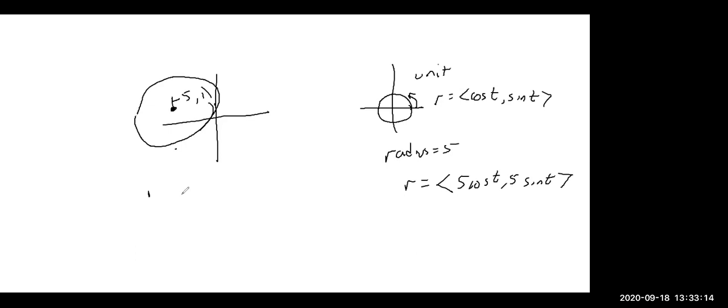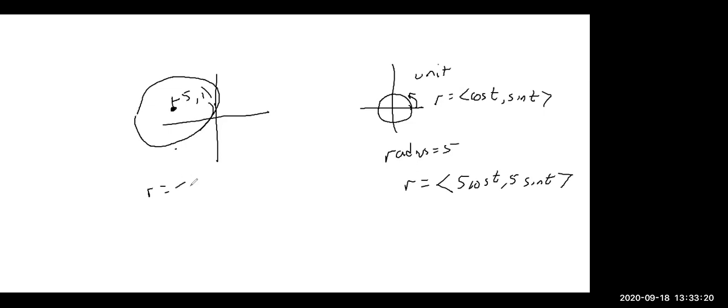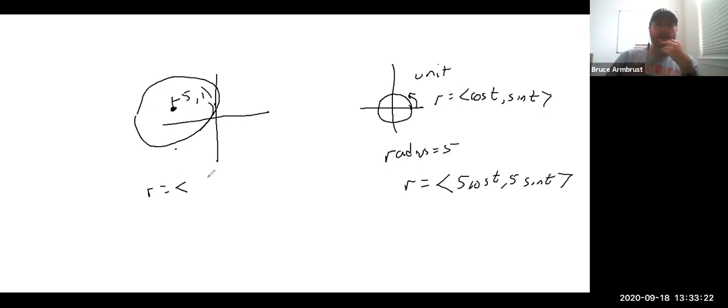Add 5 and add 1. Okay, so we're just going to take care of those 5 and 1 by adding them. But for the 5, we're actually going to subtract it. So we're going to have 5 cosine of t minus 5. Then for the 1, we're going to add that.